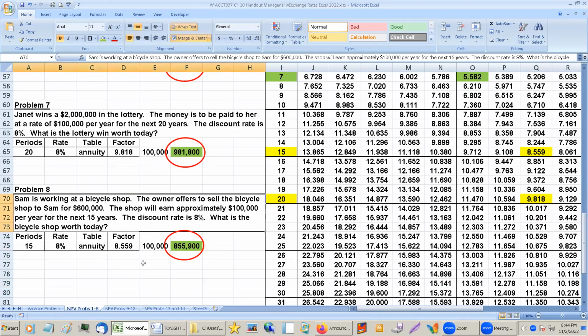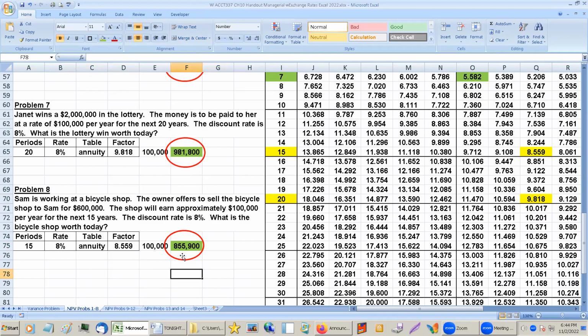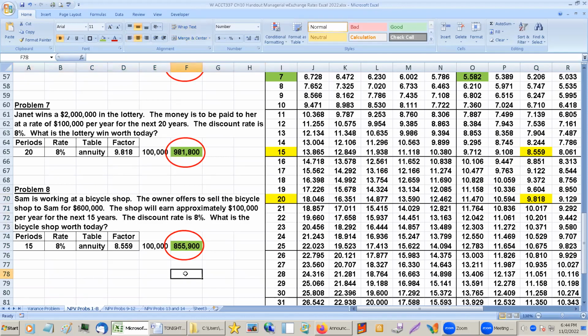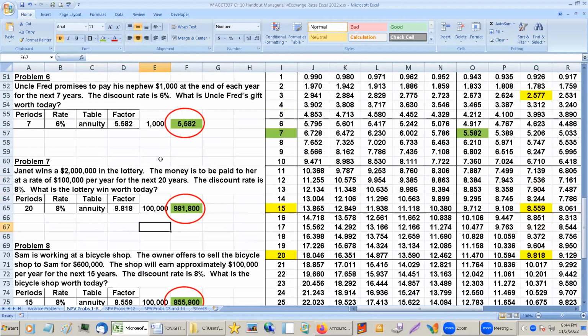Now, would you pay $600,000 for something that is worth $855,000? Yes. It's worth 855,900, so you would definitely buy it for 600,000. And the minute you bought it for 600,000, you'd be $255,000 better off. I know you guys have seen this before.